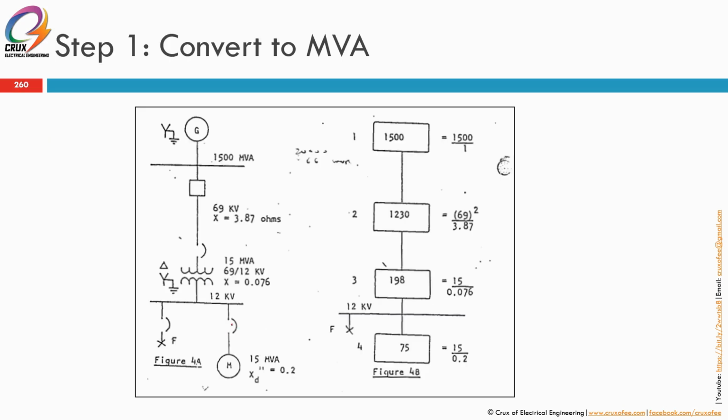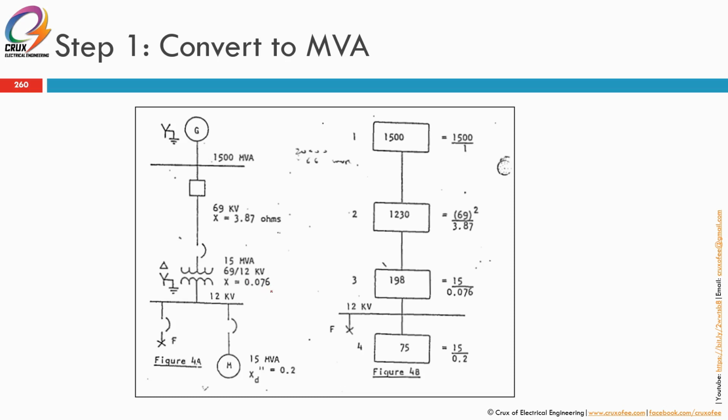Let's see here. This is one example. So here you have your generator, 1500 MVA. It's already given like that, so that's the fault level given. Then you have your cable, 69 kV and 3.87 ohms. And then you have your transformer, 15 MVA, 69/12 kV, 0.076.